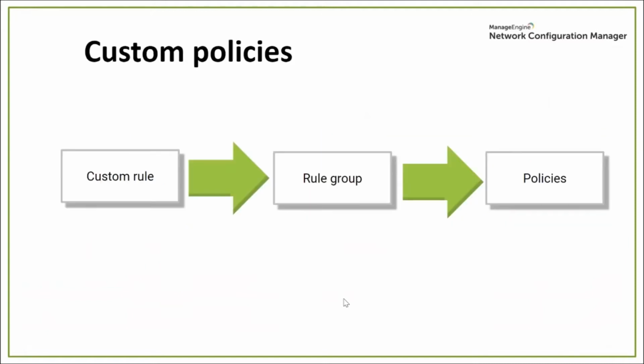In order to create custom policies, you have to create rules and then regroup the rules into a rule group. If you want to have only one rule group in the policy, you can just execute it as a policy. But if you have multiple rule groups, then you can club them into policies. It'll be clear if I show all of these to you in the UI.